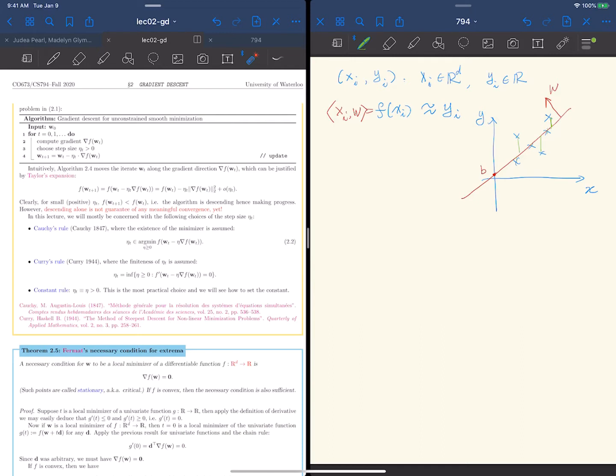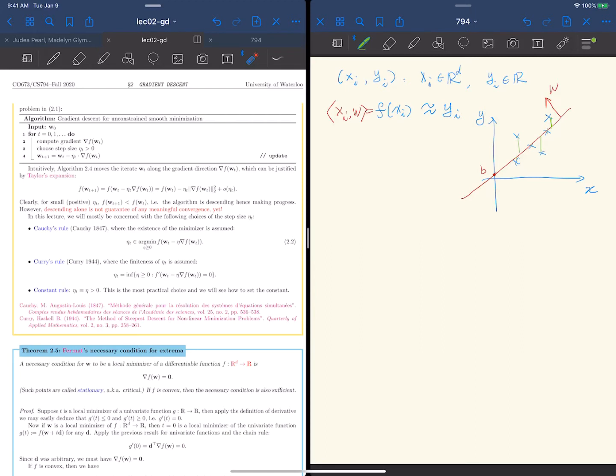And then for choosing the step size, there are 3 ways of choosing step sizes, at least in the context of gradient descent. So there is this Cauchy's rule, where you basically find the optimal step size, right? So you look at the ray along this gradient descent update. You find the optimal point in terms of the minimum function value along that ray. And Curry's rule is very similar to Cauchy's rule in the sense that Curry only requires you to find a local minimum. You don't have to find a global minimum. Okay, you find the smallest local minimum along the ray.